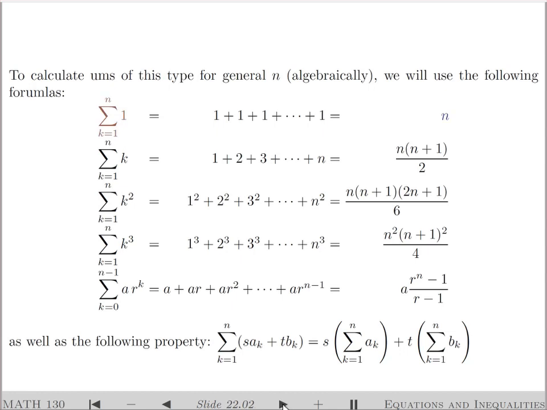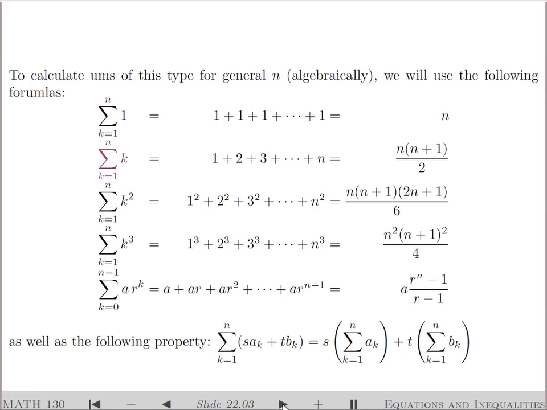If you just add 1 from k equal 1 to n, you are just adding 1 to itself n times, that's n. Others are more interesting. The formulas for sums of natural numbers, the squares, the cubes, and so on, turn out to be polynomials in n. Most often we will just sum them from 1 to n, and we get these formulas.